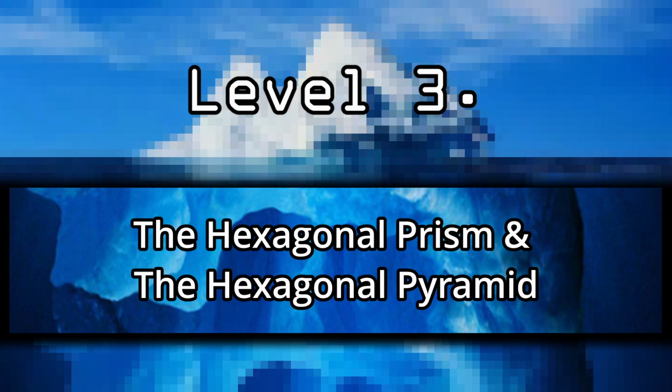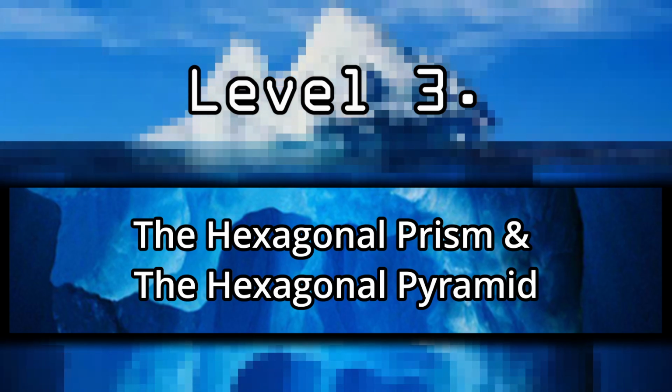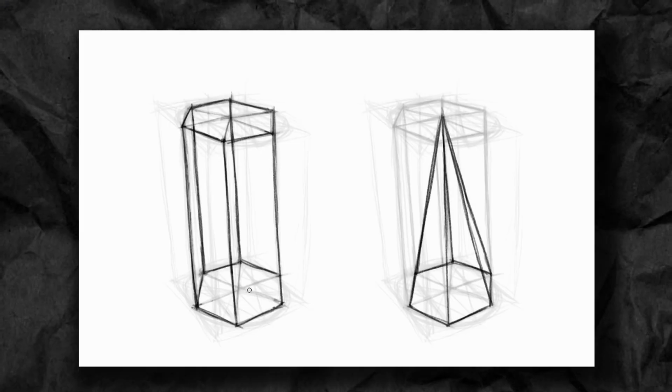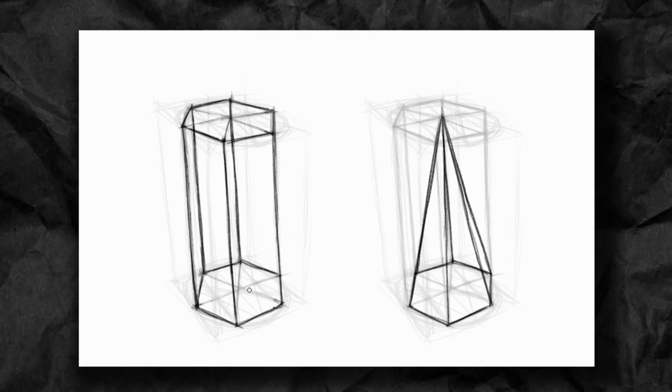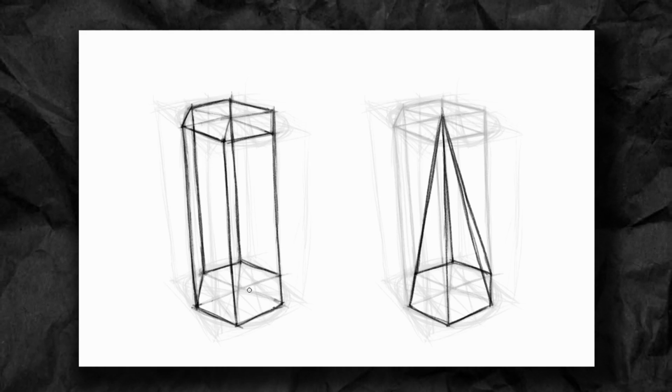So without further ado, let's move over to the third level of this size bar. The first shapes on this level are the Hexagonal Prism and the Hexagonal Pyramid. We'll do these two shapes together, since you can draw one without the other.